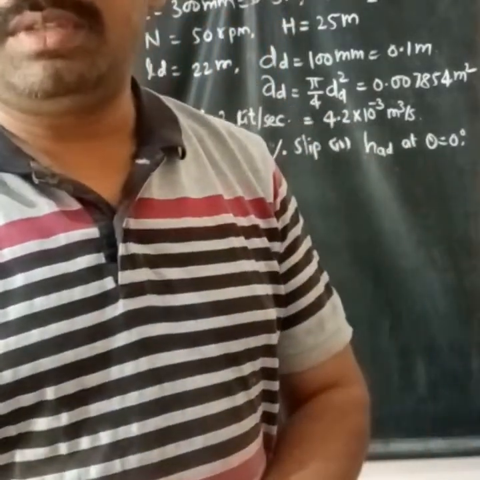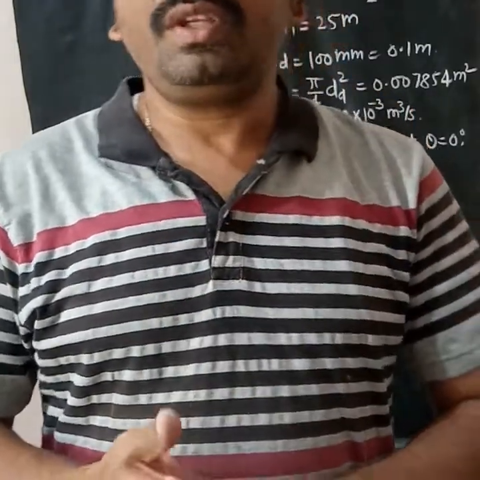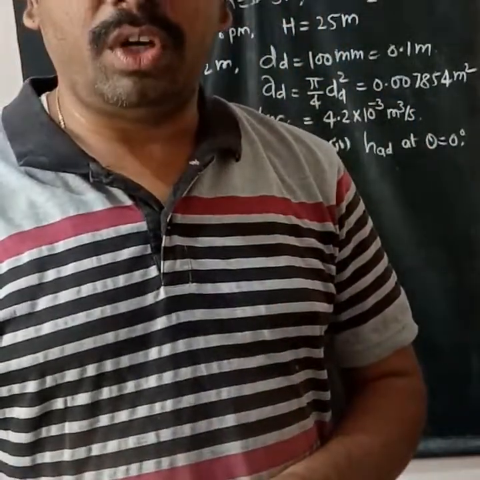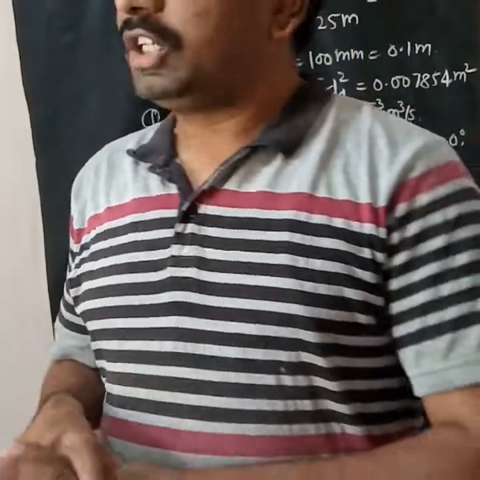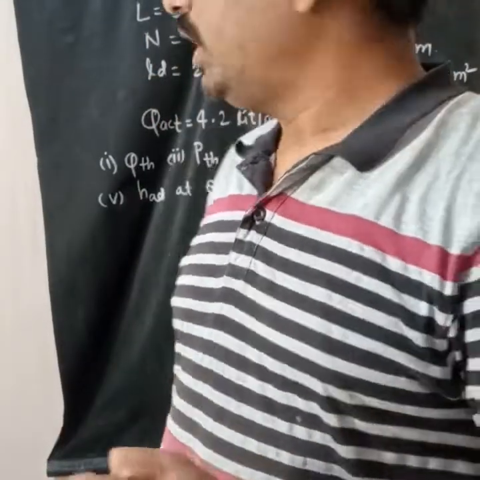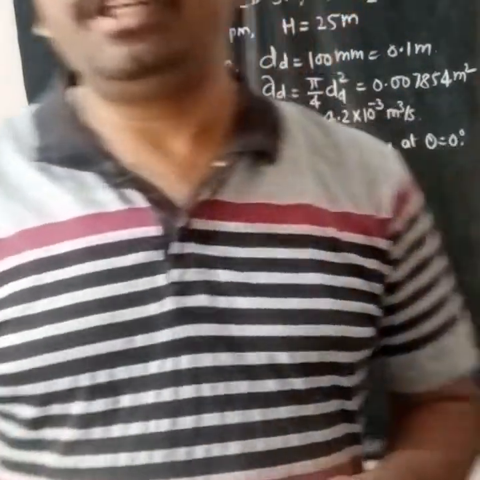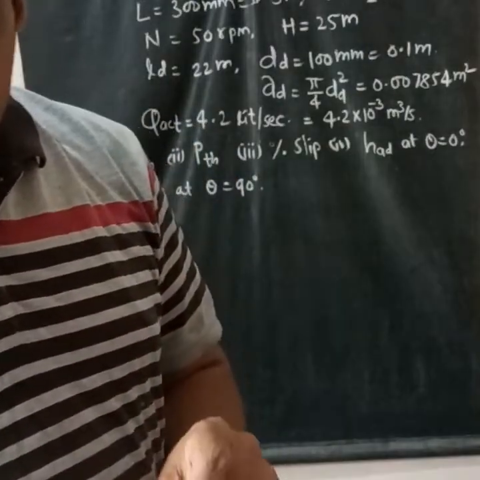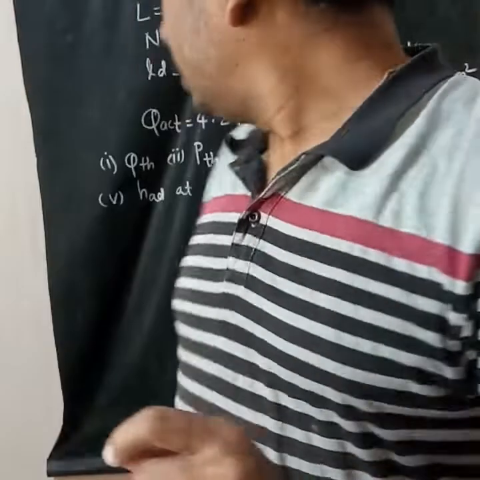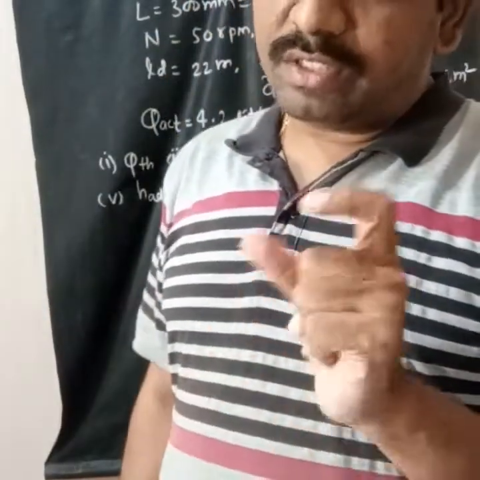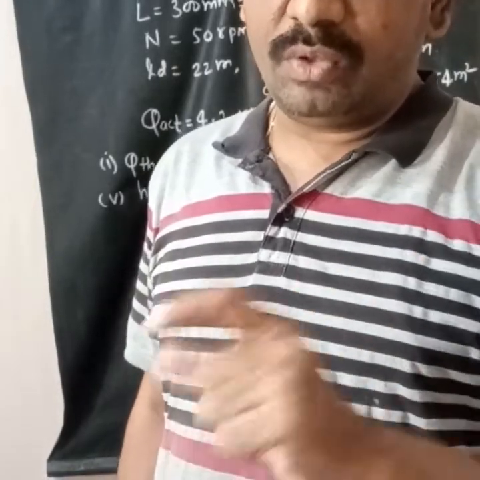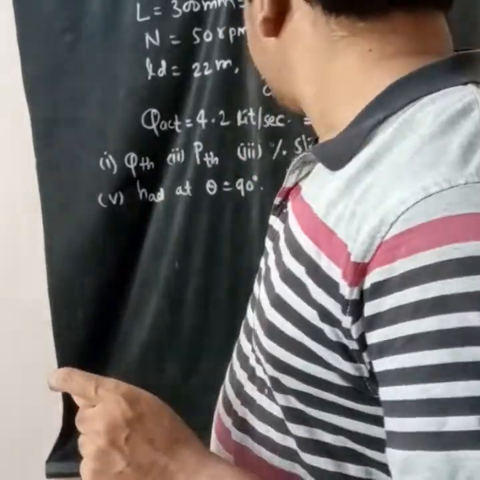Then the third one is the percentage of slip. As you know, the percentage of slip is calculated by this expression: Q theoretical minus Q actual upon Q theoretical, multiplied by 100. The value of Q theoretical is what you have calculated over here, and Q actual is given as 4.2 liter per second. Both quantities should be in the same unit while you are doing these calculations. Then we will get the percentage of slip.